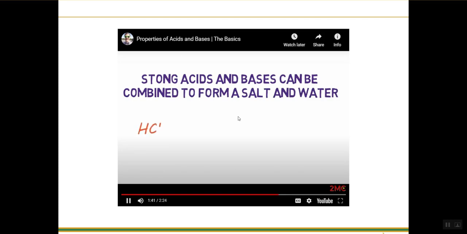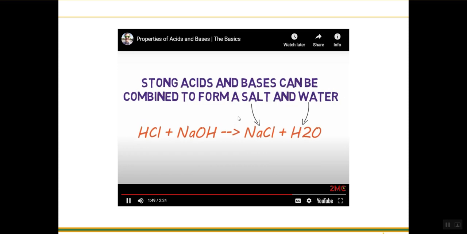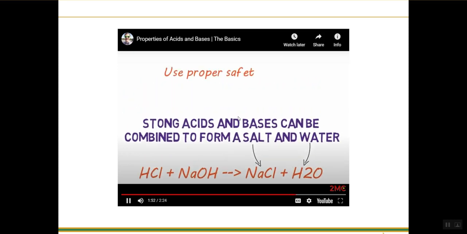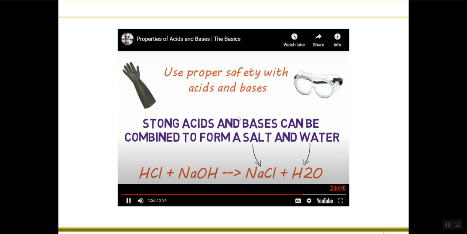Strong acids and strong bases can be combined to form a salt and H2O. For example, combining hydrochloric acid and sodium hydroxide forms sodium chloride and H2O. Most people know that strong acids can be dangerous, but strong bases can also cause harm as well. Be sure to take the necessary safety steps when handling such chemicals to avoid any injury.